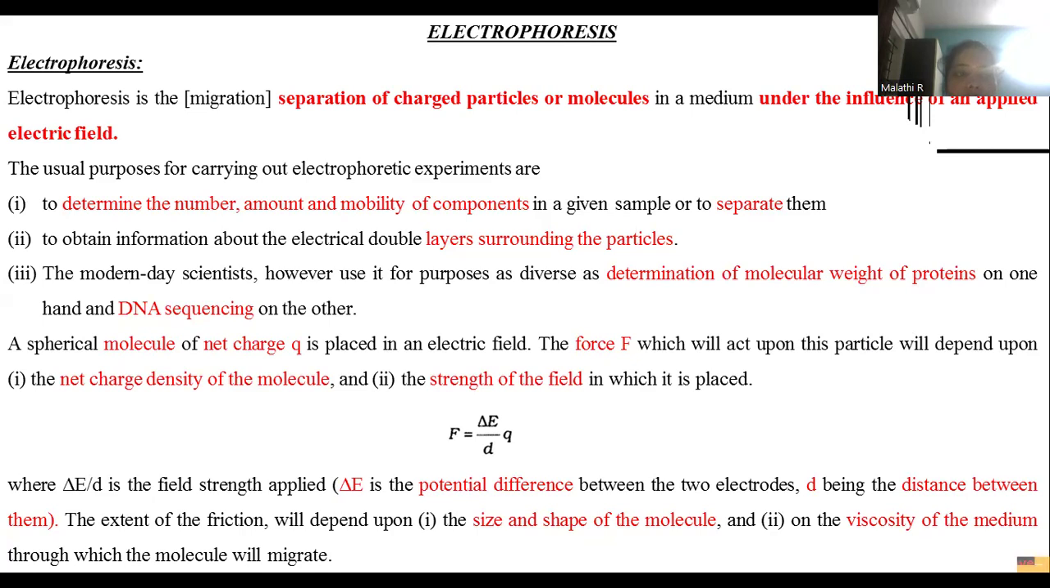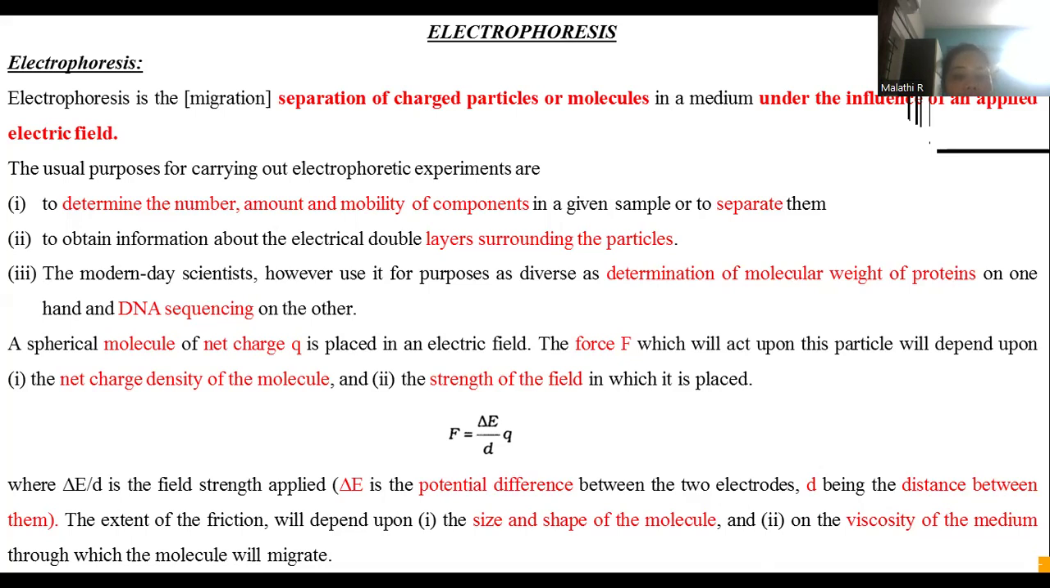So electrophoresis, you call it migration, or movement, or mobility. Electrophoresis is the separation of charged particles under the influence of an electric field. Under the influence of the electric field, we move the charged particles in order to separate them to the greater extent. So we want to separate them, and automatically we will be migrating them under the electric field. Usually the purpose of electrophoresis is to mobilize or separate the charged particles. That is the utmost importance of electrophoresis.